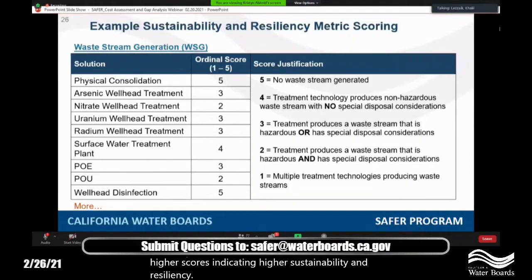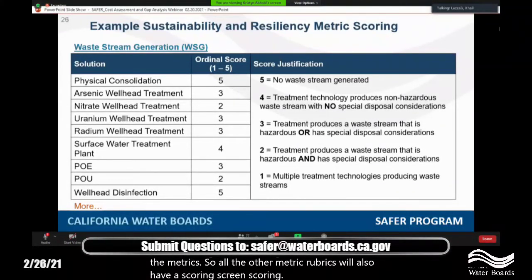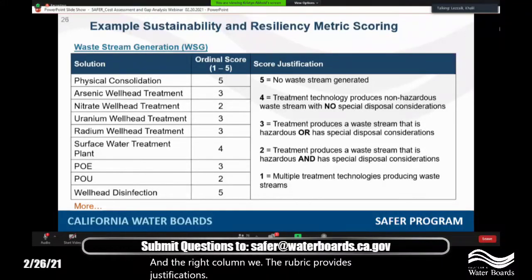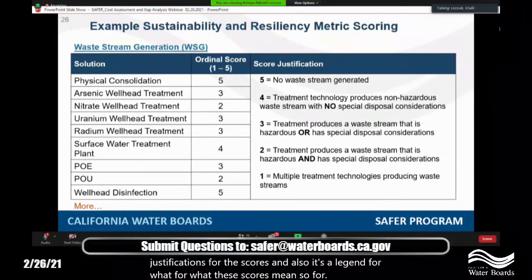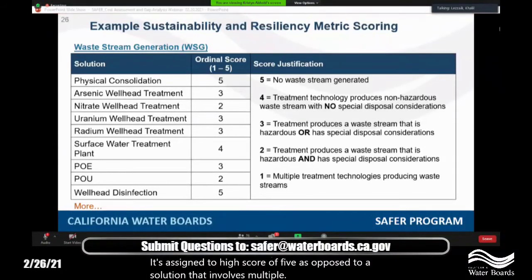And the scoring scheme applies to the rest of the metrics. So all the other metric rubrics will also have a scoring range from 1 to 5, again, 5 indicating better sustainability and 1 indicating lower sustainability. In the right column, the rubric provides justifications for the scores, and also it's a legend for what these scores mean. So for example, if you have a solution that doesn't produce a waste stream, in this metric it's assigned a high score of 5, as opposed to a solution that involves multiple treatment technologies that produce multiple waste streams.